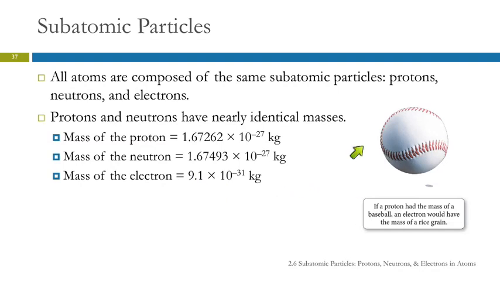Here's an illustration. If the proton had the mass of a baseball, an electron would have the mass of a rice grain. So that gives you an idea of the relative sizes of protons and electrons. Electrons are really small, almost 2,000 times smaller than protons and neutrons.